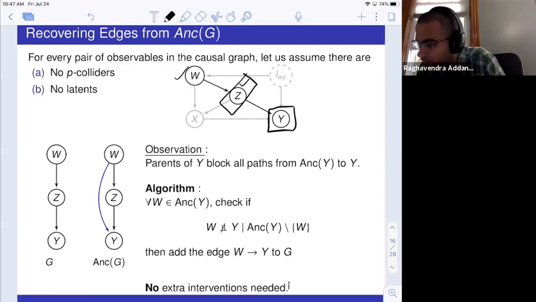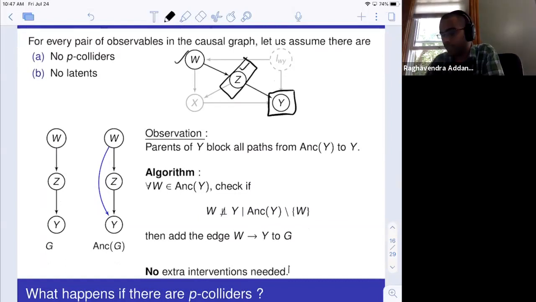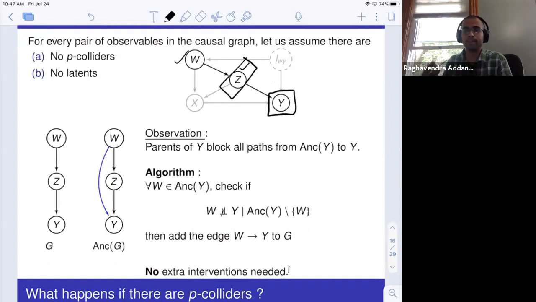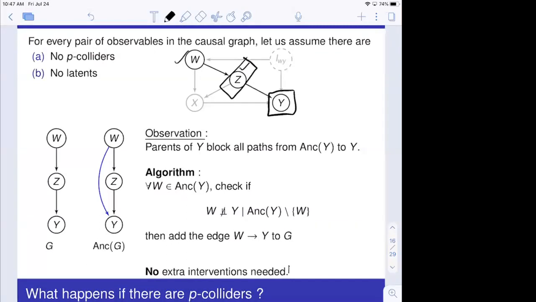Okay. So for every W, which is an ancestor. By parents, you mean the observable parents, right? Yeah. So this is the step where we only deal with the observable graph. First, for recovering the observable graph, we find the ancestral graph. Then from ancestral relations, we want to go to parental relations.